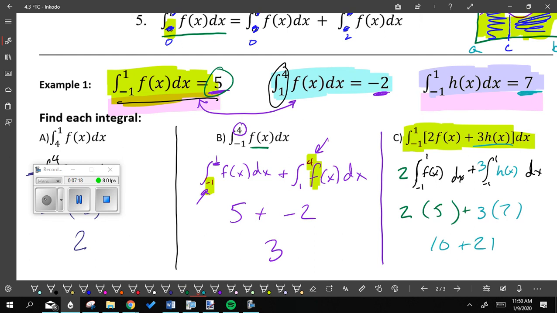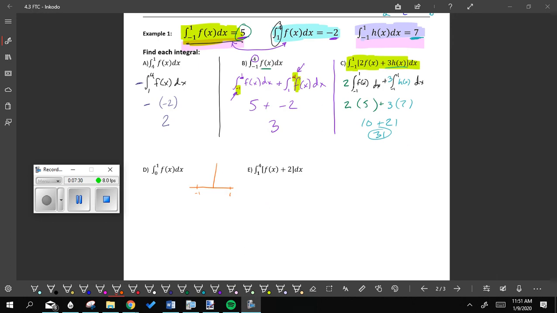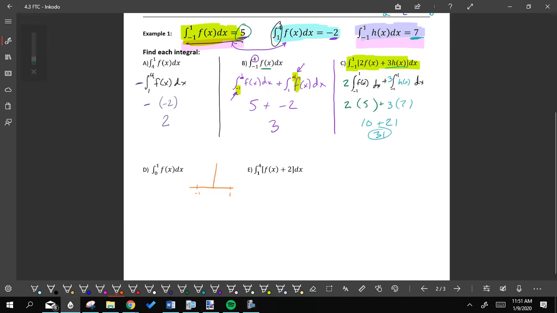Questions on C? Try D with your neighbor. Here's the fun when we're trying to evaluate this thing. We're evaluating f of x from 0 to 1. So looking at my choices up there, which color would make the most sense to use here? Yellow, blue, or purple? Yellow would make the most sense. Okay, it's not perfect because my bounds went from 0 to 1, but that one, the bounds went from negative 1 to 1. Everybody agree with me on that?